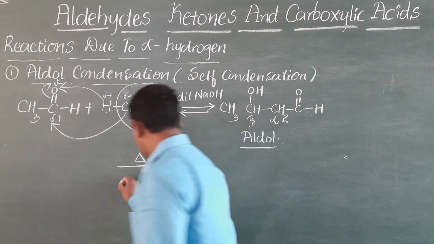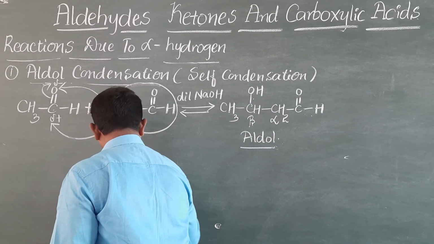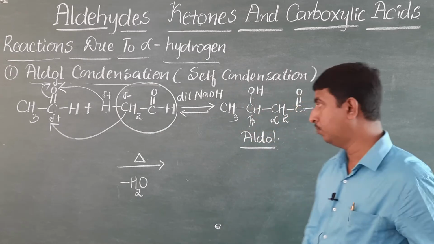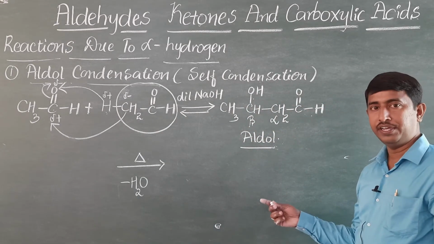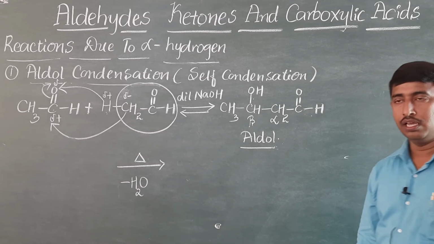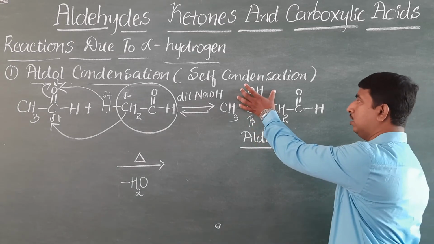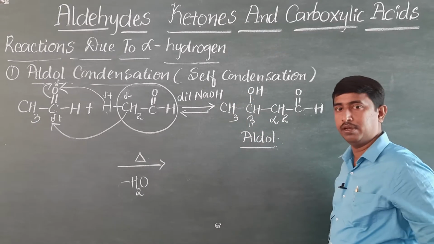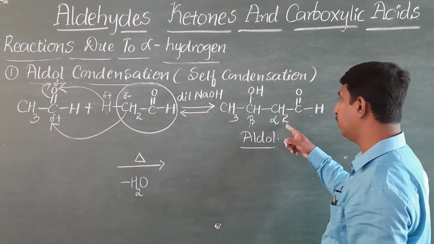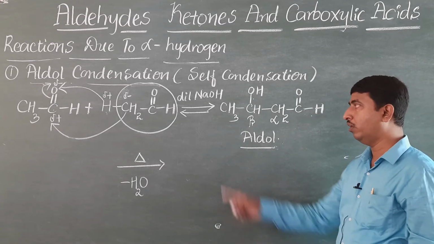In the next step, this aldol upon heating loses a water molecule. So for the removal of water, we need what? We need H and OH. OH we can see here. There is the OH group upon beta carbon. Remove hydrogen from alpha carbon, not from gamma.